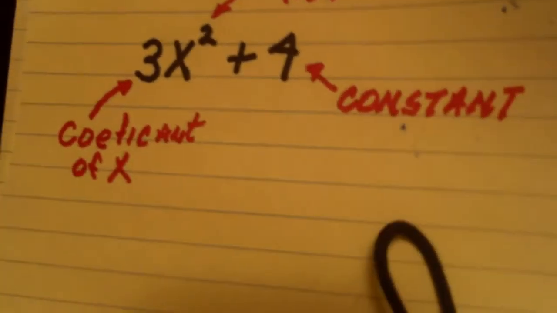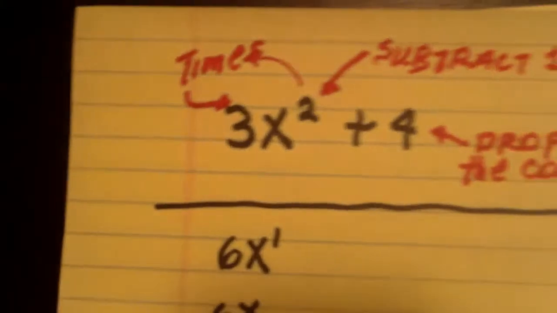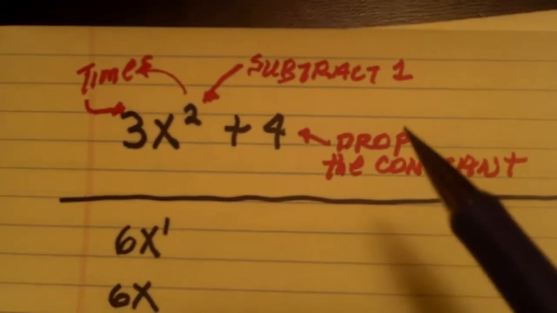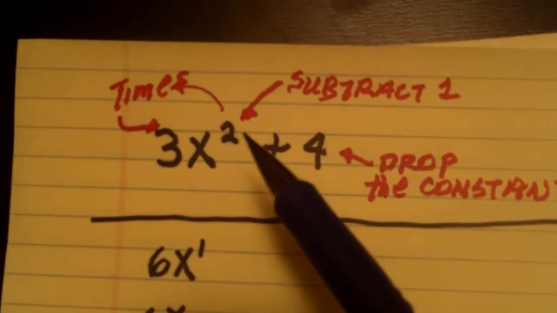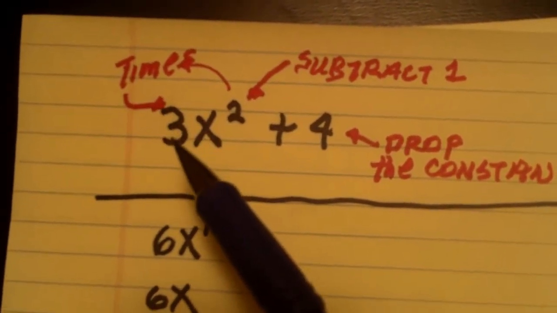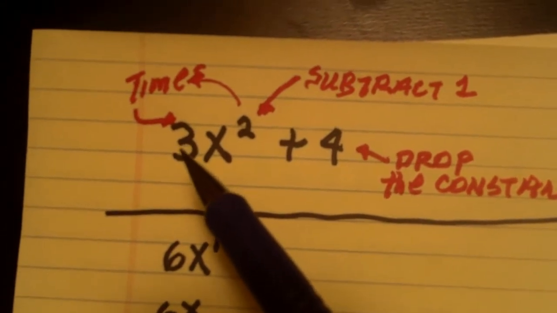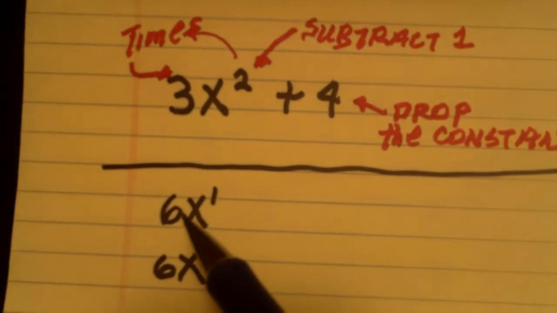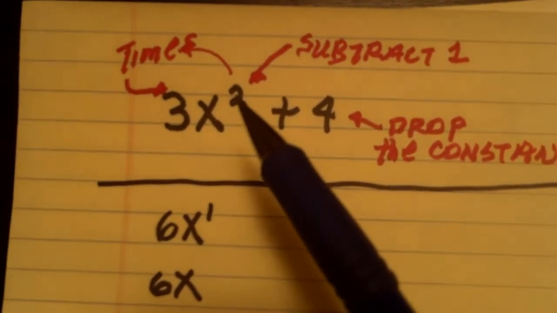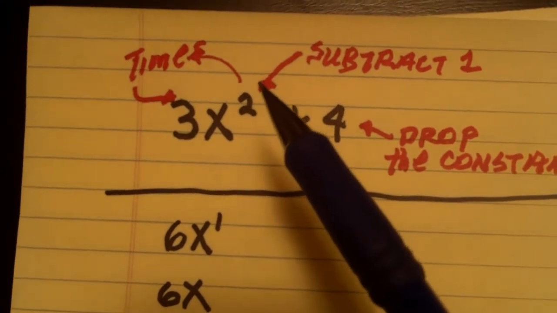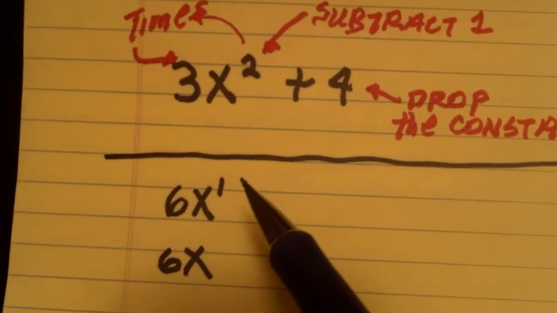Okay, look at the next sheet here. On the next sheet, if I want to take the derivative of x with respect to x, what I do is I take the exponent and I multiply it by the coefficient. So to take the derivative would be 2 times 3, which is 6. Then I subtract 1 from the exponent. So 2 minus 1 is 1.